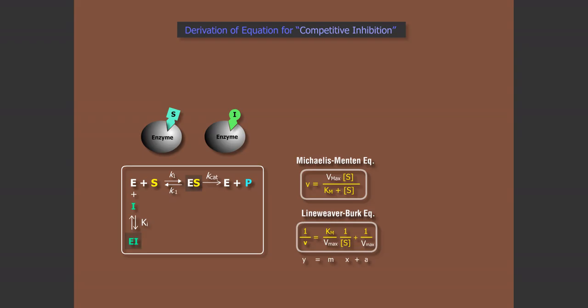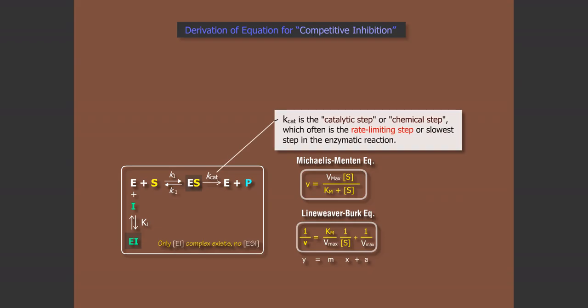In addition, because the inhibitor and substrate compete for the same active site, formation of an ESI complex is not possible. Thus, deriving the kinetic equation for competitive inhibition requires accounting for the additional EI complex in a reaction scheme. Because this approach is similar to that used to derive the Michaelis-Menten equation, it is recommended that you review it beforehand.